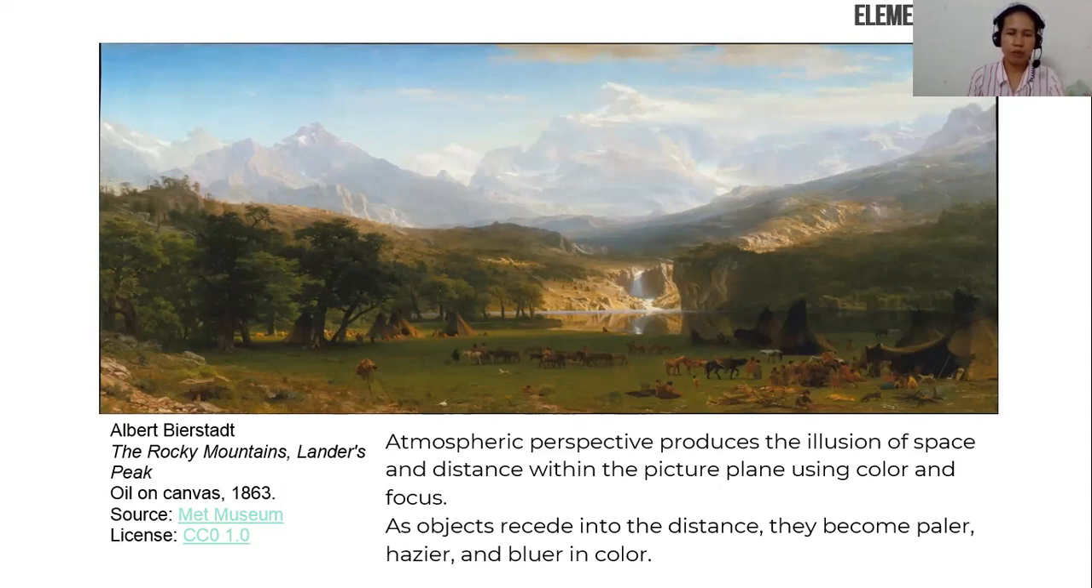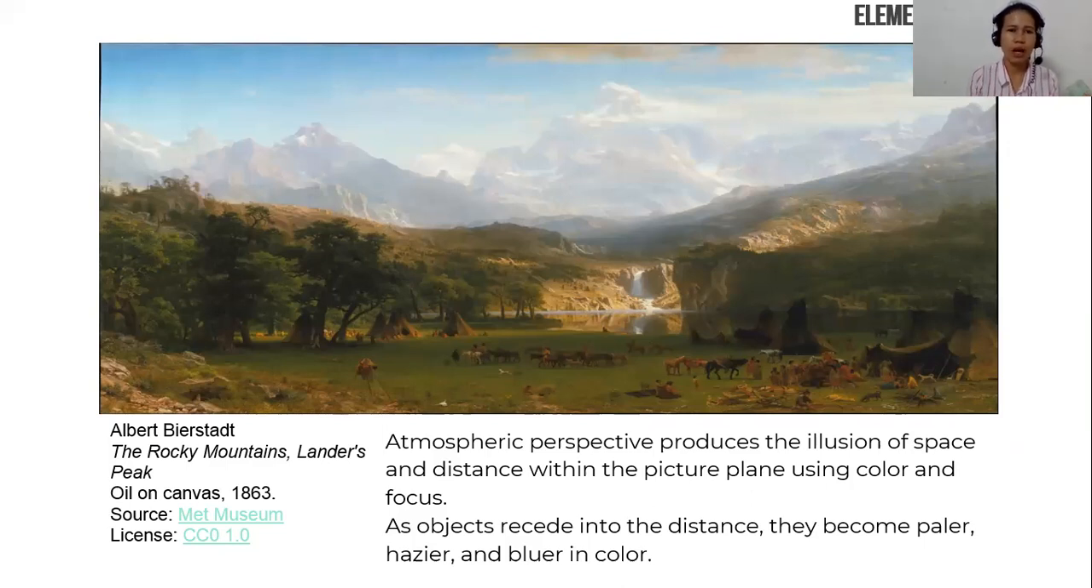So in this artwork, you can see that as objects recede into the distance, they become paler, hazier, and bluer in color. So because of that style of working on this artwork, it gives an impression, no, that you are really looking at or viewing this kind of scenery where it feels like you are in the actual place, and you see the actual view of that place, no?